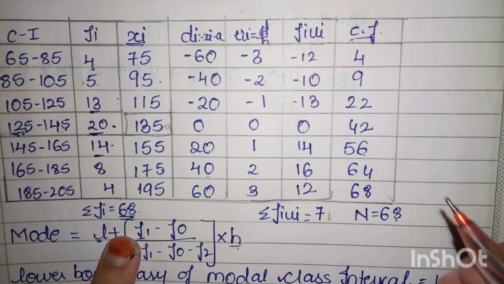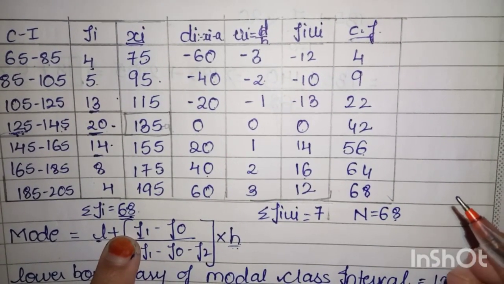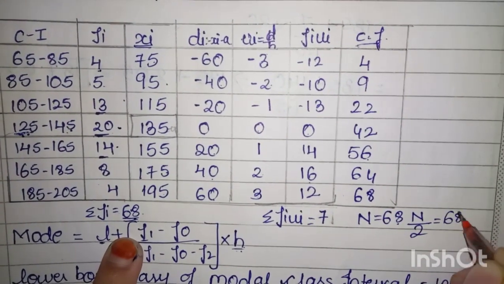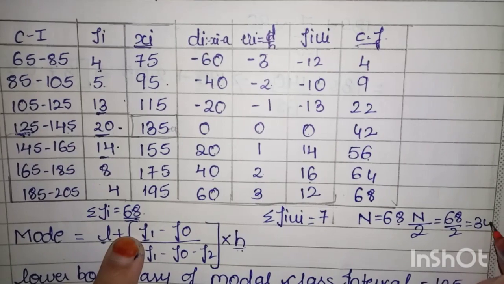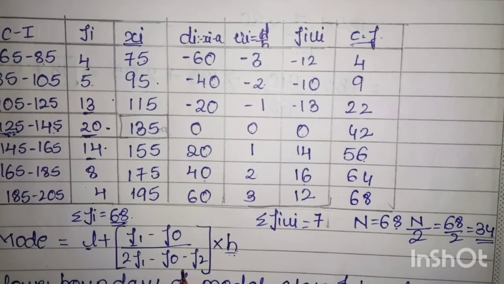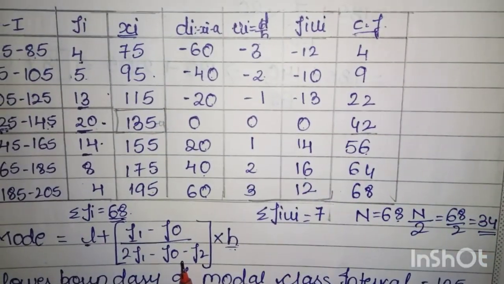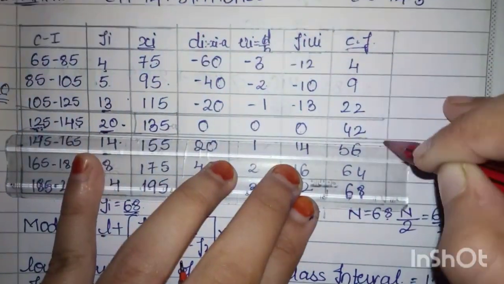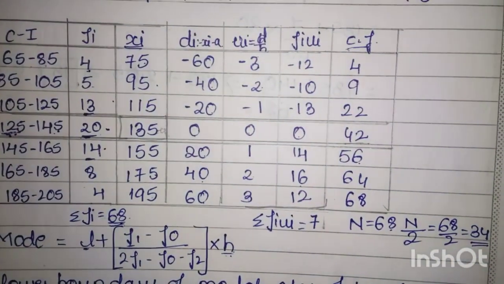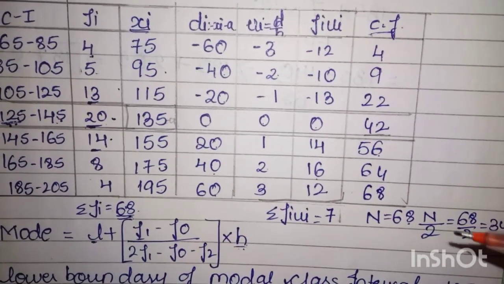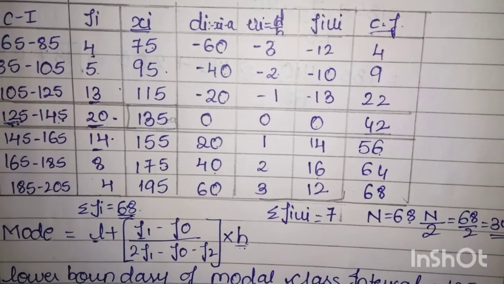But for finding median, we need the median class, which is based on n by 2. So n by 2 is nothing but 68 by 2, which will be equal to 34. So the just greater value than 34 is 42, right? So this will be taken as our median class. Okay, from this only we will be taking all our values. But since I'm not having any space left over here, let me do it in the next page.